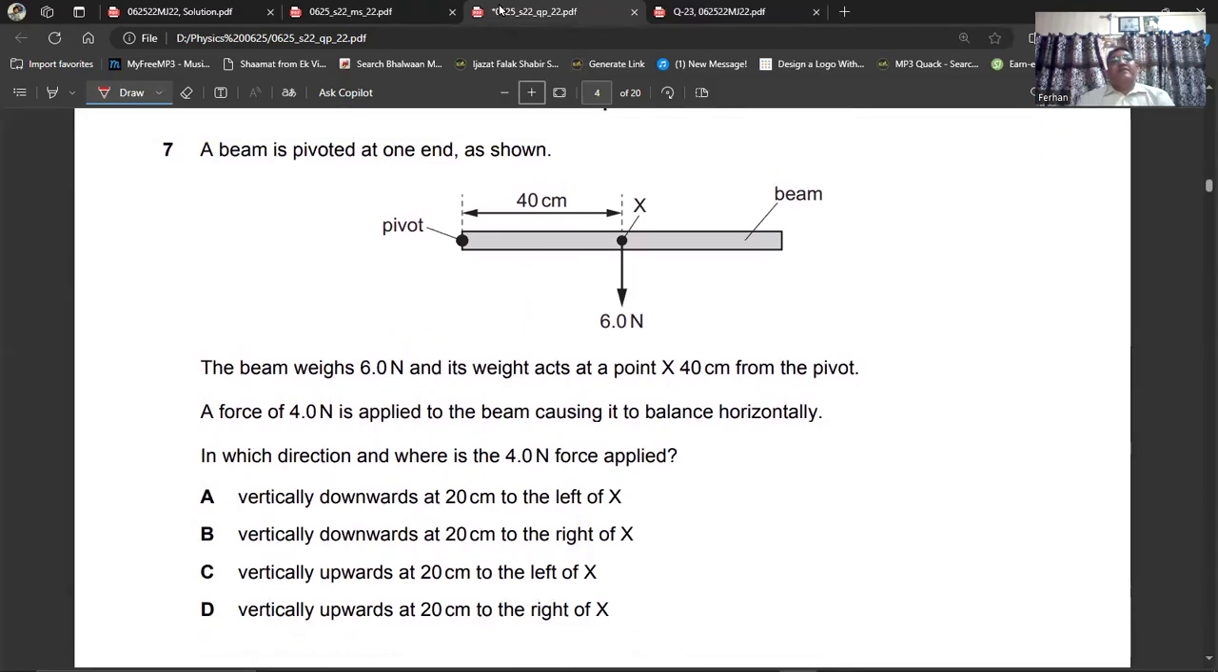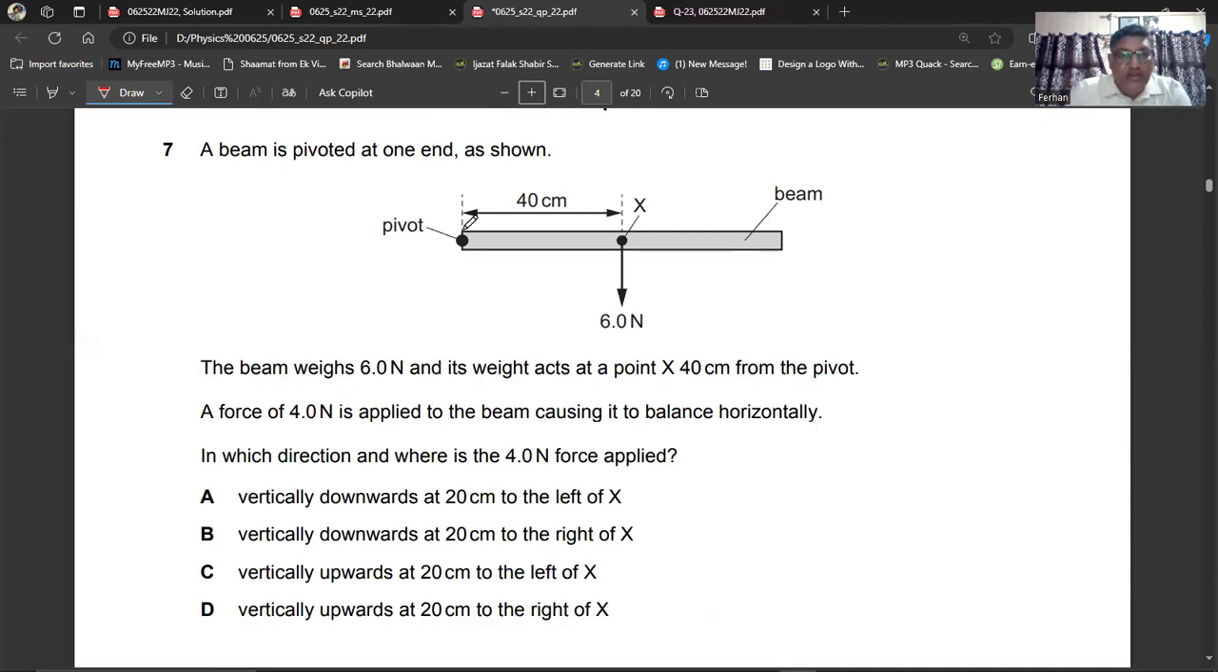A beam is pivoted at one end as shown. The beam weighs 6 Newton and its weight acts at a point X, 40 centimeter from the pivot. A force of 4 Newton is applied to the beam, causing it to balance horizontally. In which direction and where is the 4 Newton force applied?